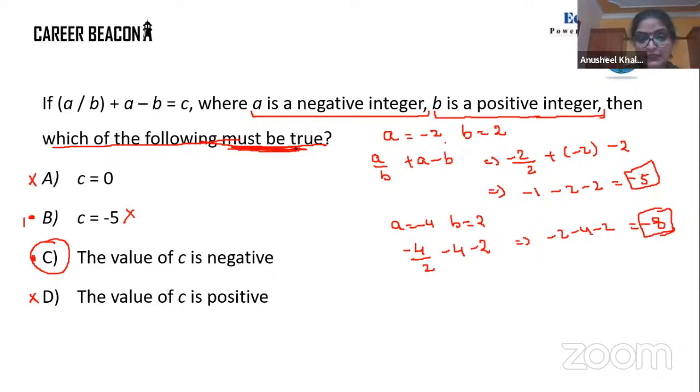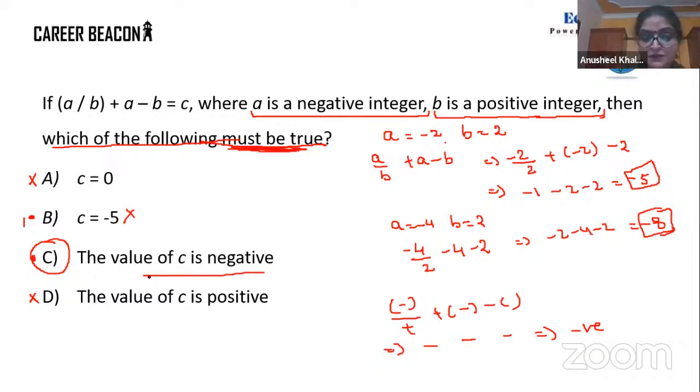Some students say, because this is very simple, negative over positive and then positive, negative, so we know the answer has to be negative. If you simply apply logic, it's negative over positive, then positive plus some negative number and minus some positive number. So ultimately you end up with minus something minus something minus, so the result has to be negative, and depending on the numbers you can have different values. If you go by that logic also, you can see that the value of C will always be negative. So C will always be true, right?